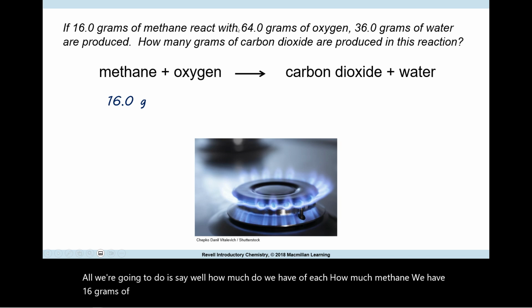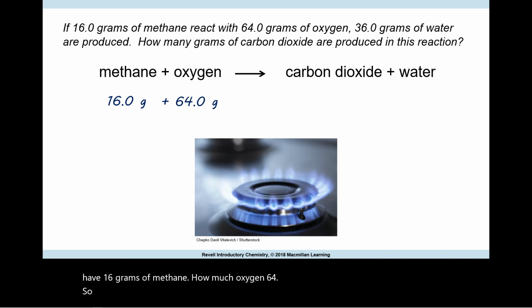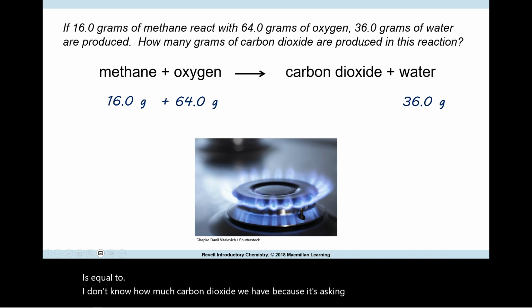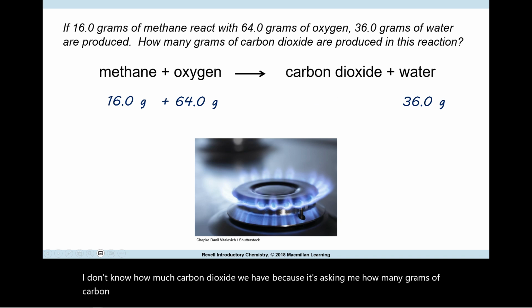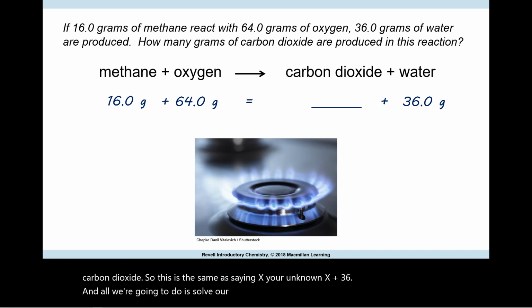How much oxygen? 64. So 16 plus 64 is equal to, well, I don't know how much carbon dioxide we have, because it's asking me how many grams of carbon dioxide. So this is the same as saying X. It's your unknown. X plus 36. And all we're going to do is solve our equation. That's it. And you're going to end up with 44 grams of carbon dioxide.